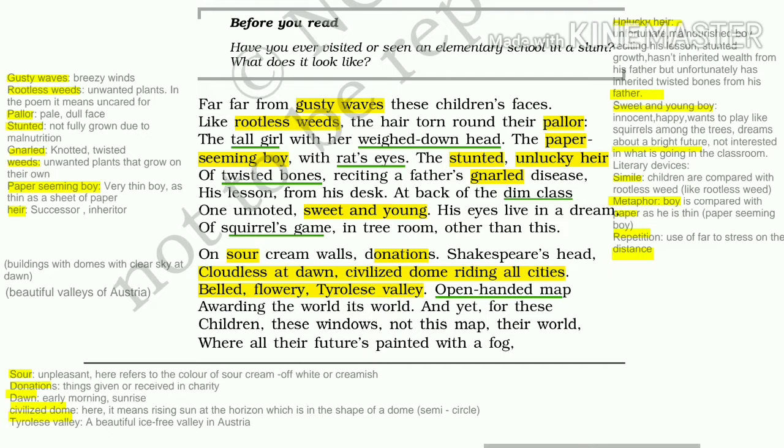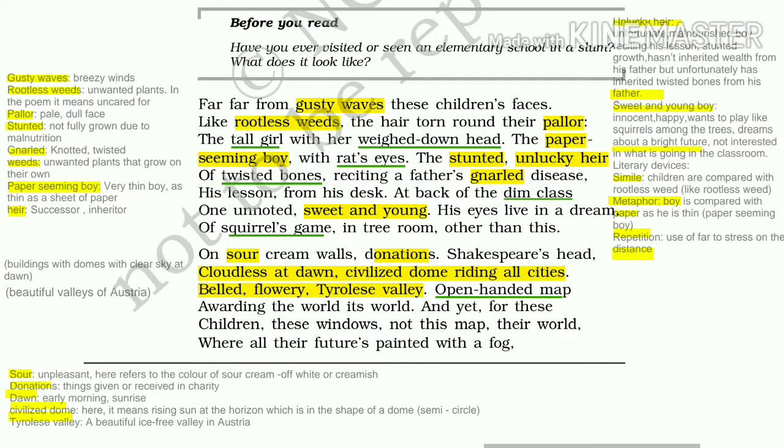Now we have one more child at the back of the dim class. So another boy is at the back of the class. In spite of all the problems and miseries, there are some like the unnoted, sweet and young. He is sitting at the back of the dimly lit class. Why is the class dim? Because proper lighting is not there. So the class is said to be a dimly lit class, and it says at the back of the dim class, one unnoted, sweet and young.